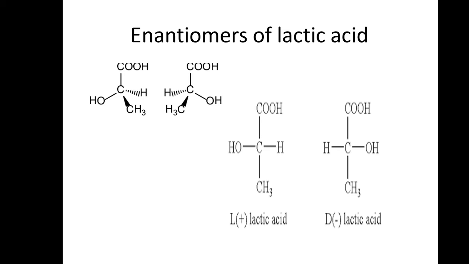So, the first example is lactic acid. This is the structural formula of lactic acid: COOH, CHOH, CH3. In lactic acid, this carbon is connected to 4 different atoms or groups. So, only one stereogenic carbon, that is, one asymmetric carbon, is there. So, this molecule shows 2 raised to 1 stereoisomers, that is equal to 2 stereoisomers.